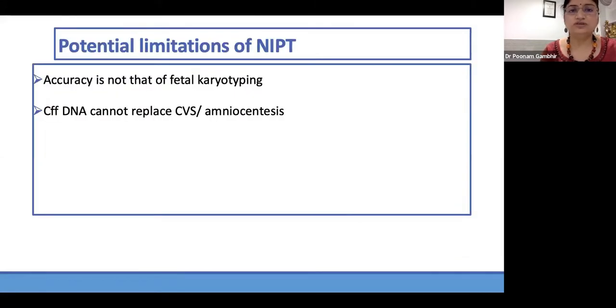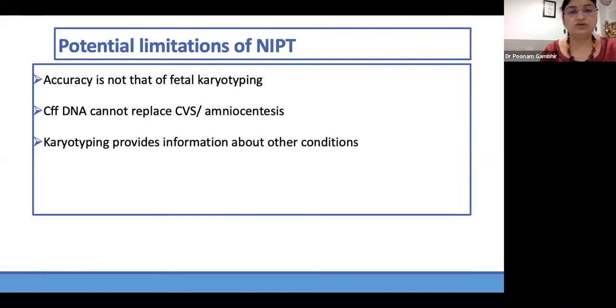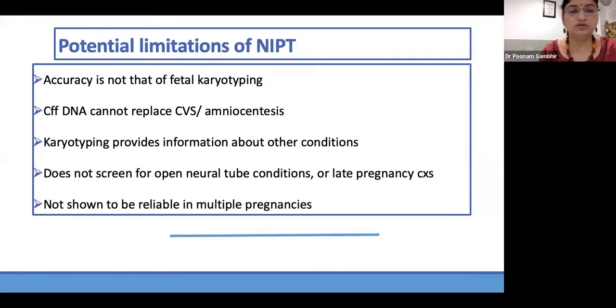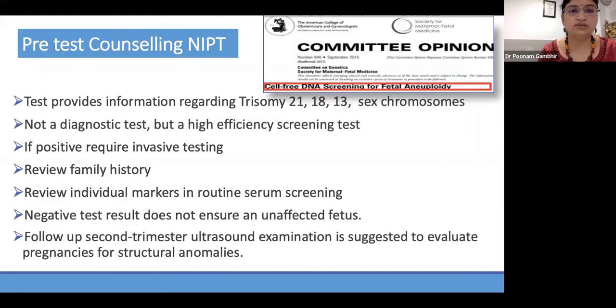A potential limitation of NIPS is that its accuracy is not that of fetal karyotyping. It cannot replace invasive or confirmatory testing. The karyotype additionally provides other information also. It does not screen for open neural tube defects or late pregnancy complications, and it is not shown to be reliable in multiple pregnancies. So all these points should be covered in the pre-test counseling, that it is just for 5 chromosomes. It's not a diagnostic test.